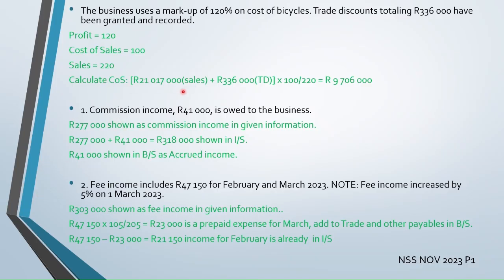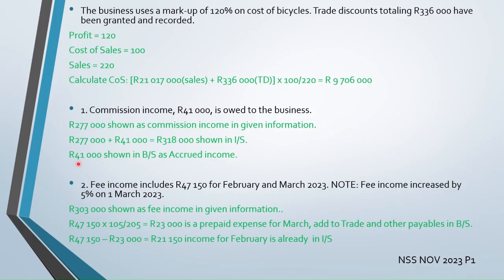So secondly, this is actually the first adjustment. The commission income 41,000 is owed to the business. So this figure is shown as commission income in the given information. So you take the 277,000 plus the 41,000 and it equals the amount of 318,000 shown in the income statement.